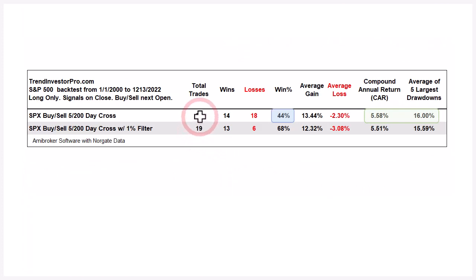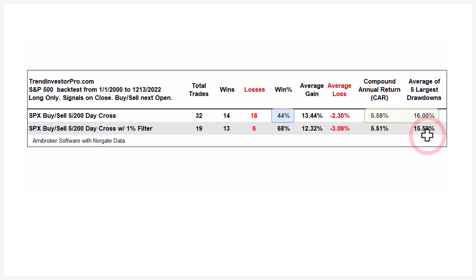So you can see we went from 32 trades to 19, fewer trades. We had 13 winners and 6 losers, and the win percent was 68%. So we had a higher win rate. And you can see you got the average gain a little less, the average loss a little less, but that's still very good. Compound annual return was 5.5%, and the average of the 5 largest drawdowns, 15.6%.